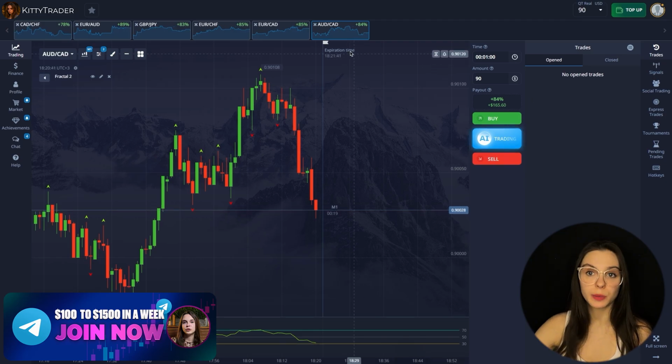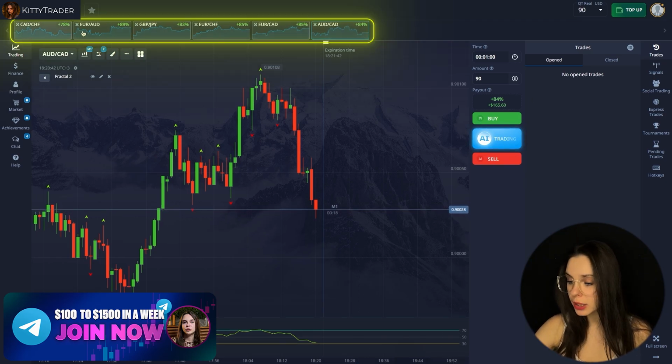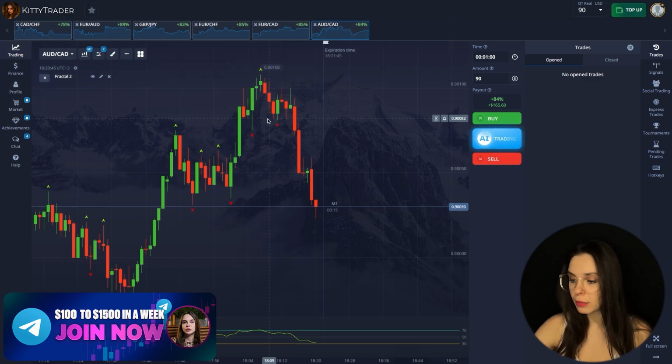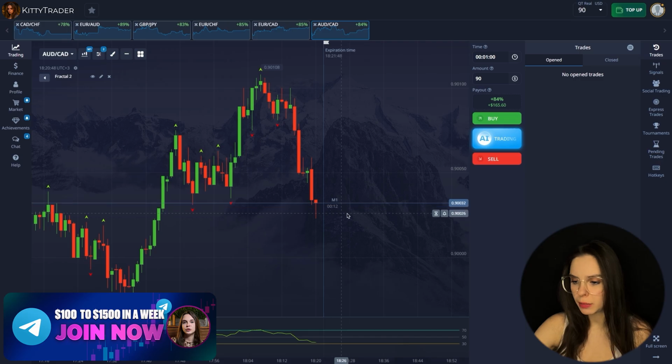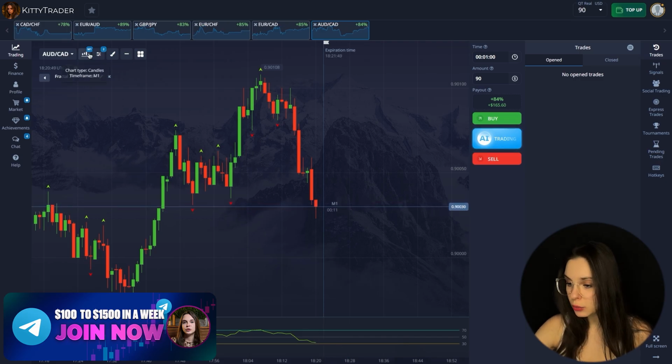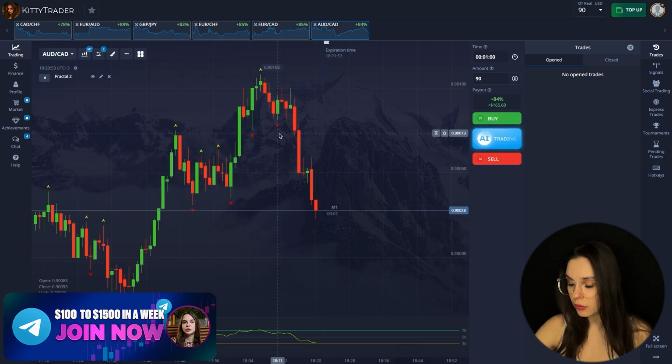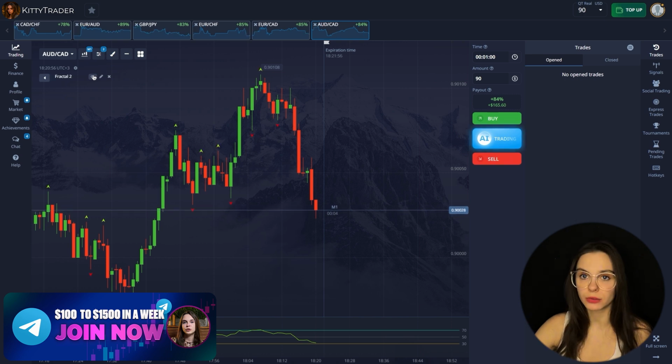So we trade on currency pairs as usual. You see them in the upper area of the screen. There are 6 of them, but we will trade maybe not all 6, but maybe 5. Then we set the time frame on our chart. This is also 1 minute, as the time of our deals. This is the time frame of changes in the candle itself.